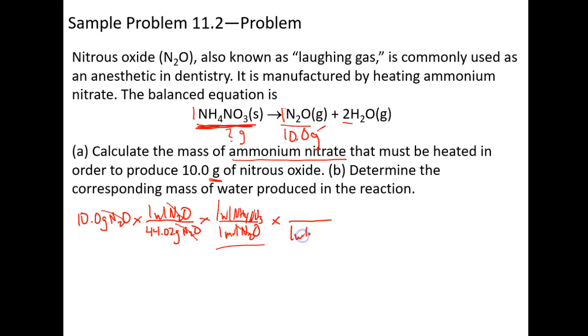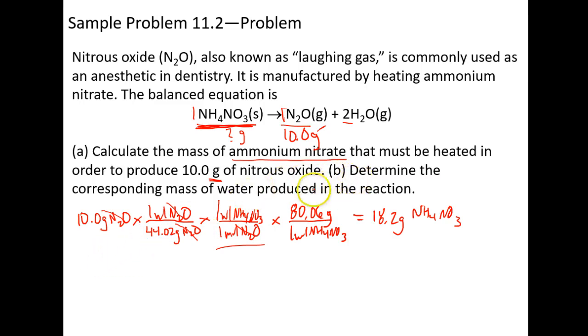Try to make it as easy as possible for yourself. And then 1 mole of ammonium nitrate weighs, I have here, 80.06 grams. So 10 times 1 times 1 times 80.06, all divided by 44.02, you get 18.2 grams of ammonium nitrate. So that means I need to start with 18.2 grams of ammonium nitrate, and if I heat that, I will produce 10 grams of nitrous oxide. I won't produce any more, and I won't kill my patient, and I won't have to go to prison. Okay. Let's move on to the next one.